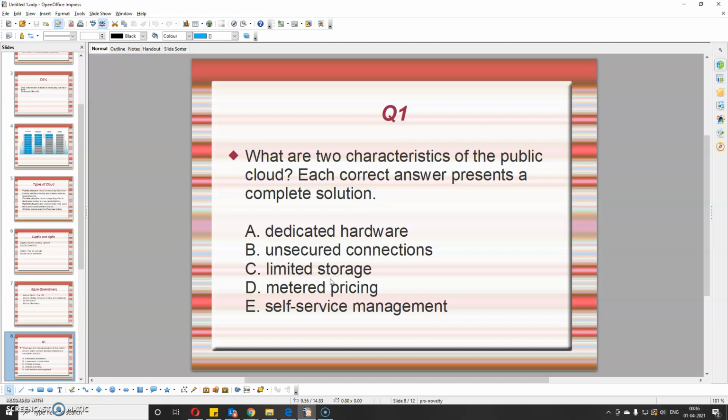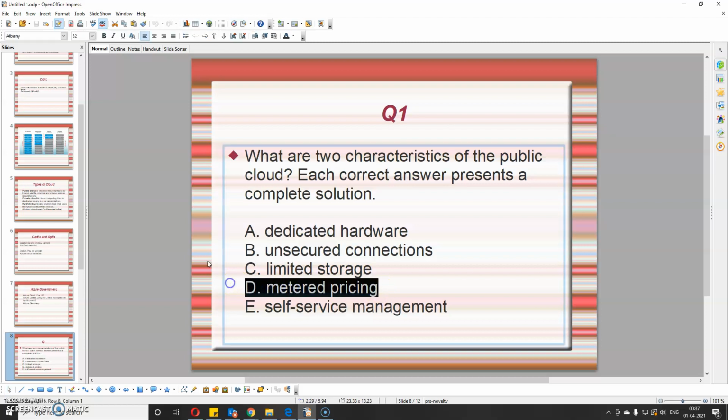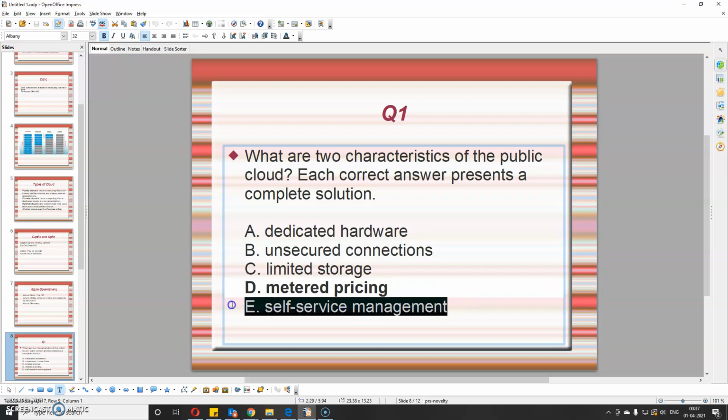Okay, so the first question is, what are the two characteristics of public cloud? Each correct answer presents a complete solution. Dedicated hardware, that is not the case. Normally we get shared hardware in public cloud or in Azure. Unsecured connection, that is not the case. Cloud is always secured. Limited storage, that is also not the case. Cloud provides unlimited storage, blob storage if we consider Azure. So these three options are not correct. Then metered pricing, yeah, we can have control over our pricing, so that is the correct answer. And self-service management, yeah, we can manage cloud services on our own, so these two would be the right answers.